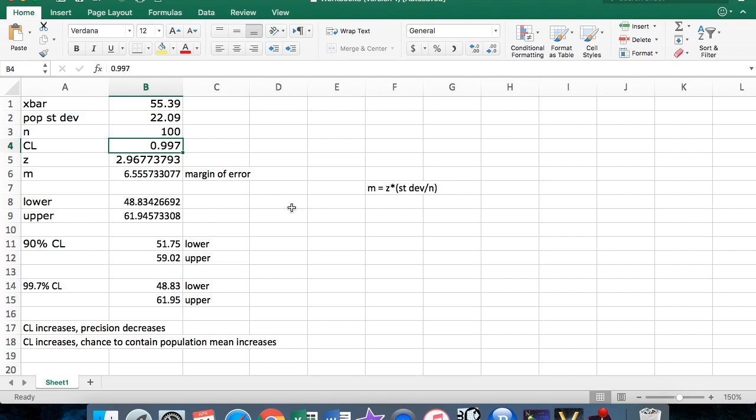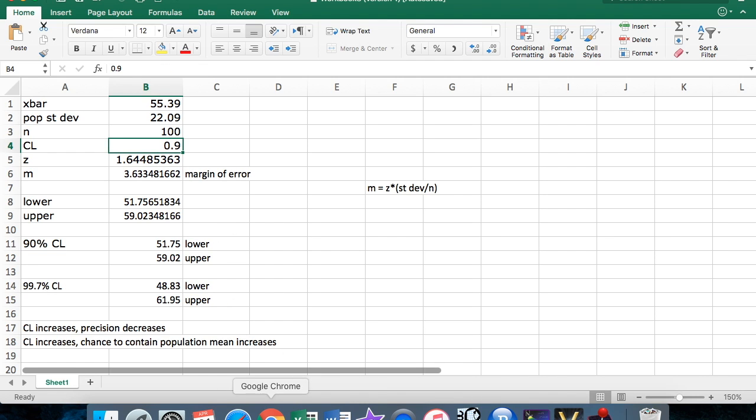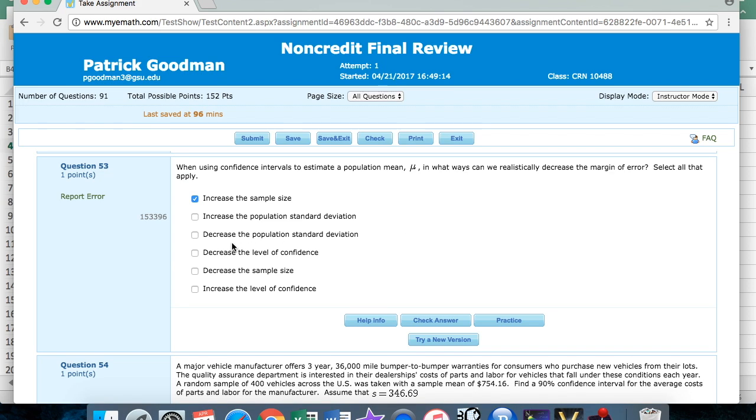So that's definitely one way. Now what else will make m smaller? Well, look at this. My margin of error here is 6.55. What happens if I make my confidence 0.9? Ooh, my z got smaller, but look what happened to my margin of error as well. It also got smaller. So making your confidence level smaller, decreasing your level of confidence, will also help.